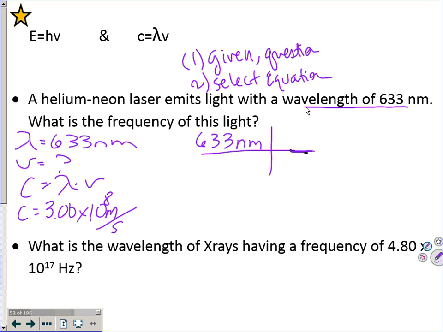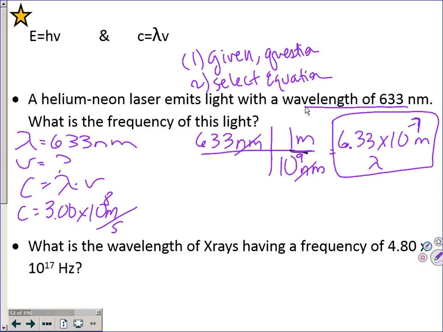10 to the 9. It's 9 zeros or placeholders away from base. Count those, okay? So 10 to the 9th nanometers are in 1 meter. 10 to the 9th nanometers, that's a billion nanometers in 1 meter. 1 big meter, lots and lots of little nanometers. So nanometers cancel, all right? So that's 6.33 times 10 to the negative 7th meters. That is your wavelength.